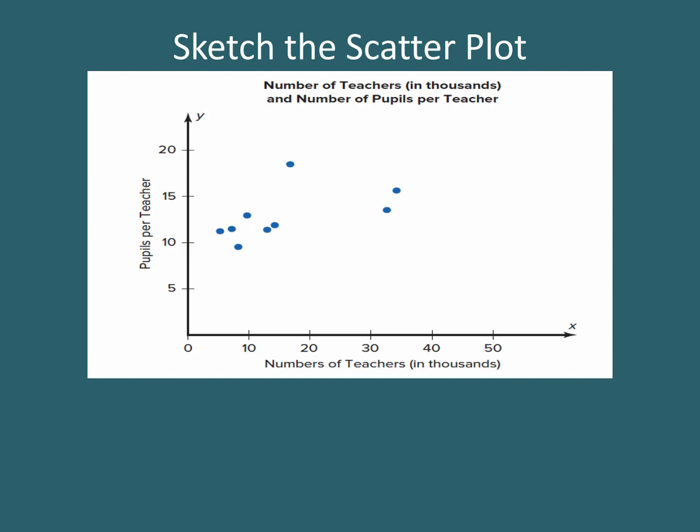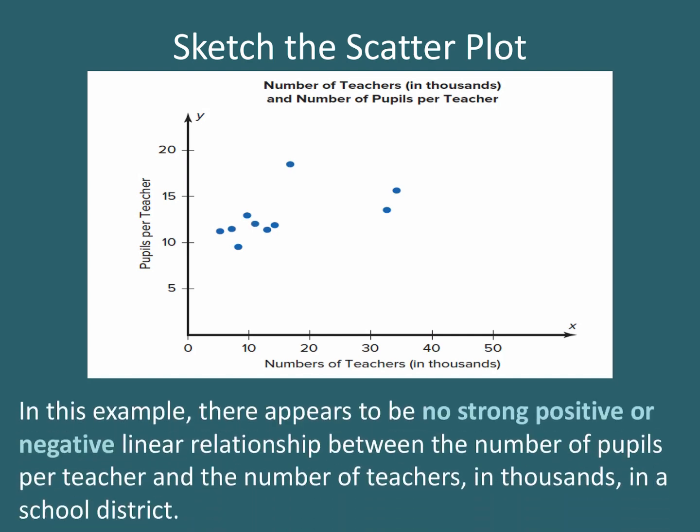Now, what sort of relationship can we see from these data points? In this example, there actually appears to be no strong positive or negative linear relationship between the number of pupils per teacher and the number of teachers. It's not really trending up or down from left to right.